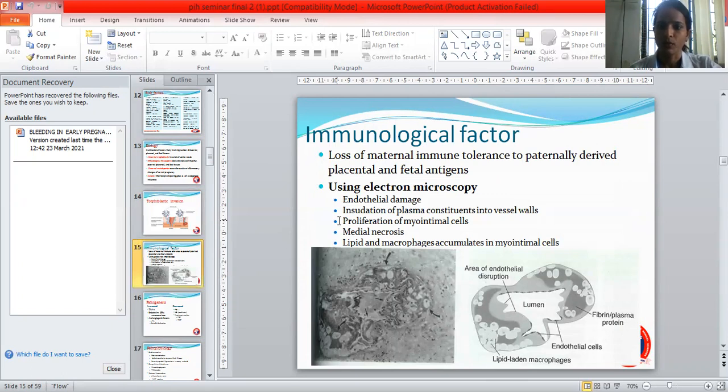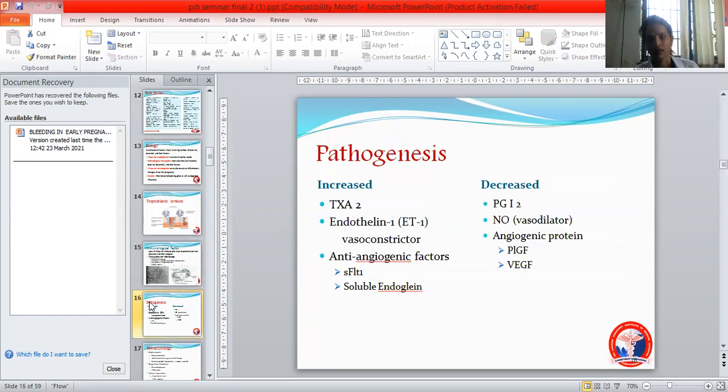There is loss of immune tolerance to paternally derived antigens. So if we see microscopically, you can see that there is endothelial damage and proliferation of the myointimal cells. There is excessive insudation of plasma constituents into the vessel wall. So if we also compare, there is an increase in anti-angiogenic factors and a decrease in angiogenic proteins, which is also responsible for the development of hypertension.